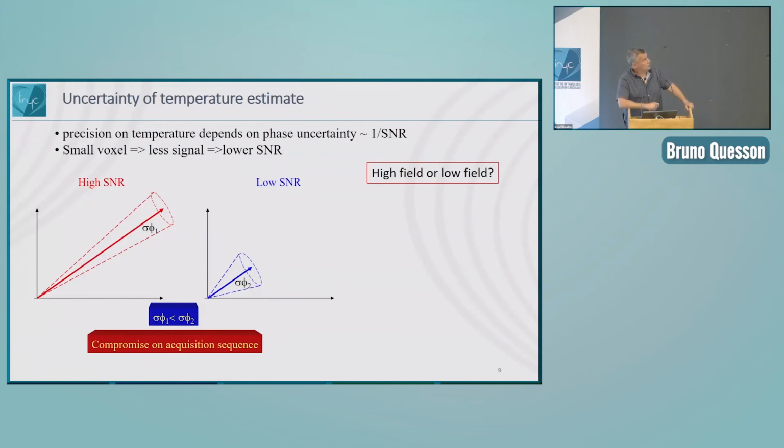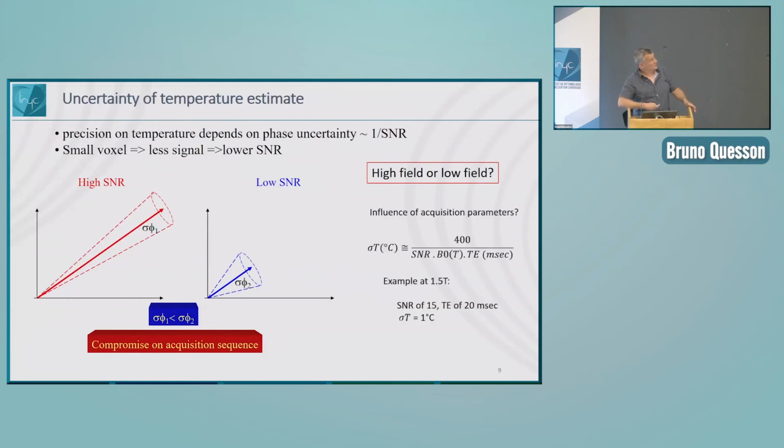Okay, so the question now is, should I work at high field or low field? Because over the last 20 years, the vendors told us that we should buy higher and stronger magnets. I'm sure you agree. And now, as we have seen at the last ISMRM, there's a tendency to go to lower field. So here, you need, of course, to have a compromise.